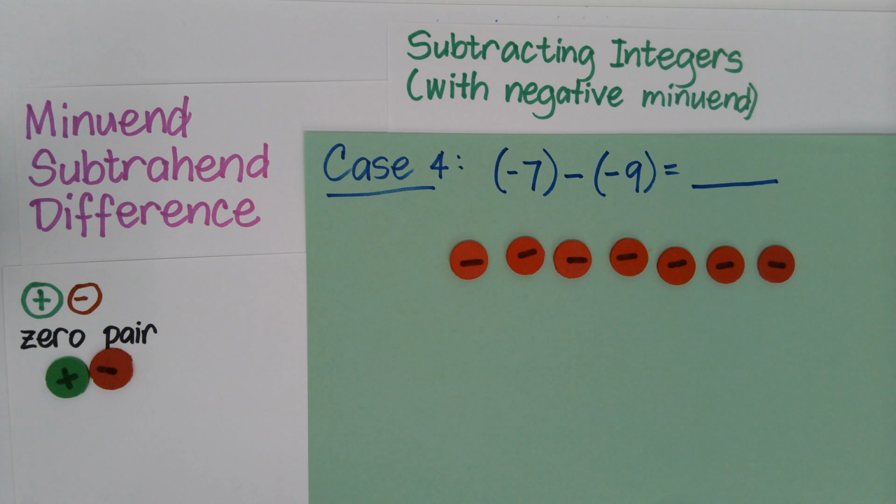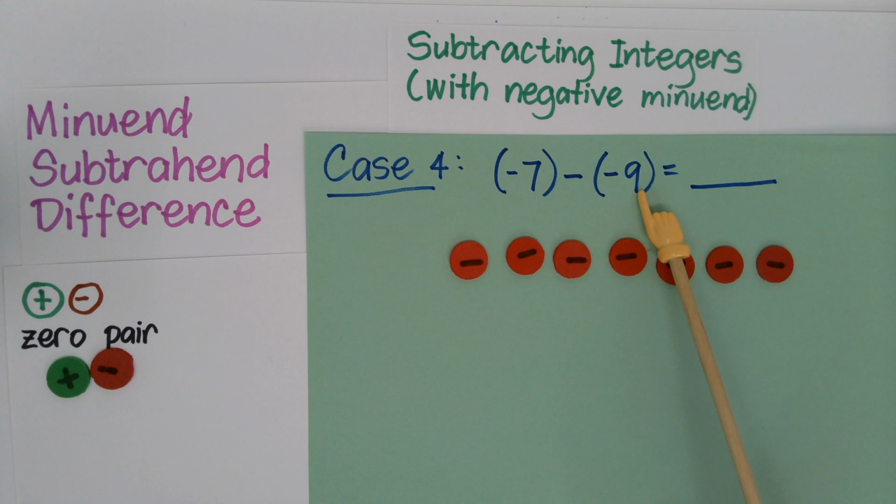Okay, fourth case, we have negative 7 minus negative 9. So both numbers are negative, but our subtrahend needs more discs than our minuend. And so what we're going to do is introduce zero pairs. Why? Because we only have 1, 2, 3, 4, 5, 6, 7 red discs. But we want to take away 9 red discs, so we don't have enough. So how many more do we need to add to the 7 red discs in order to get 9 red discs? We need 2. You're right.